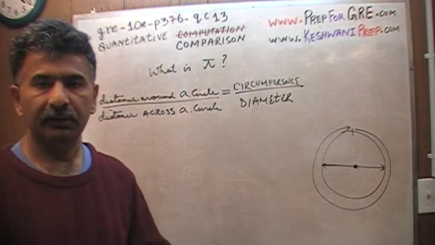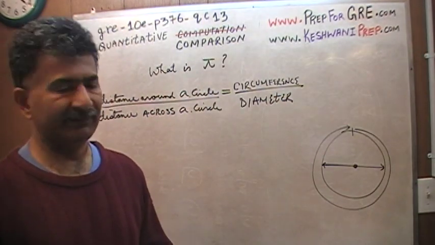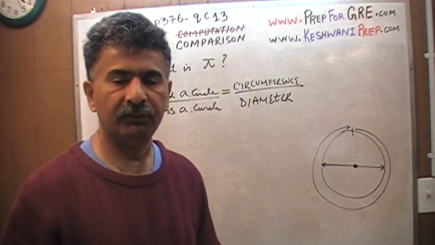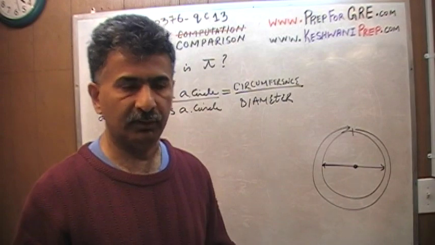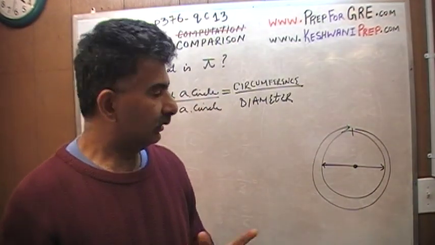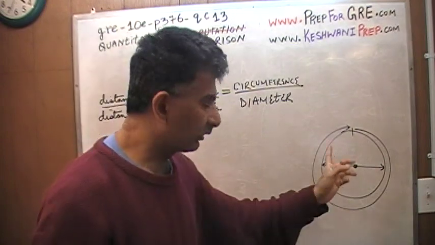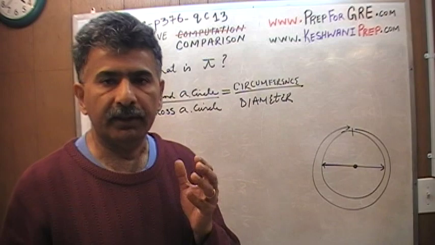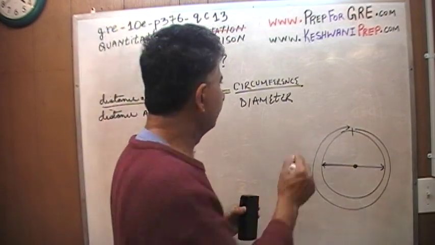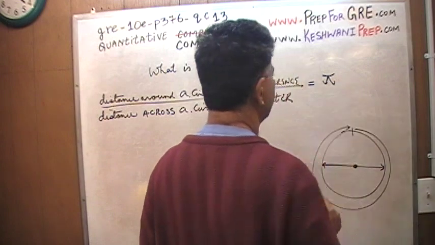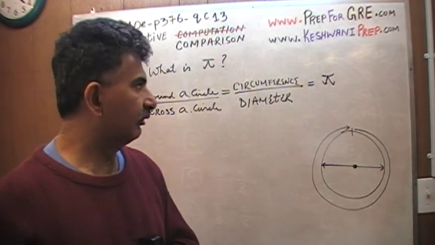That ratio is a constant. It doesn't matter how large the circle is, it doesn't matter how small the circle is, as long as it's a perfect circle, then the distance around the circle divided by the distance across the circle is a constant. It's a natural constant. And that constant is what is known as pi.